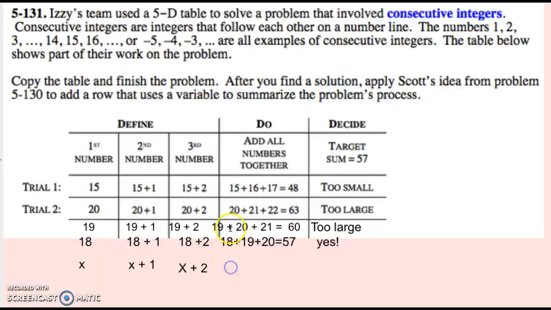And then at the end, I needed to add all those numbers together. And that was under my do section. So what I need to do for this is do x plus x plus 1 plus x plus 2, and that all needs to equal 57. So that's how I would show this using variables instead of just simply guessing and checking.